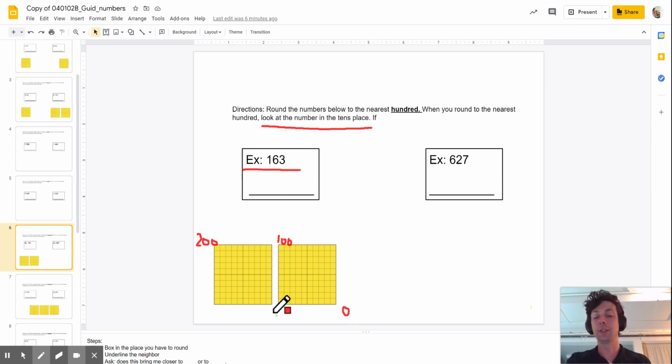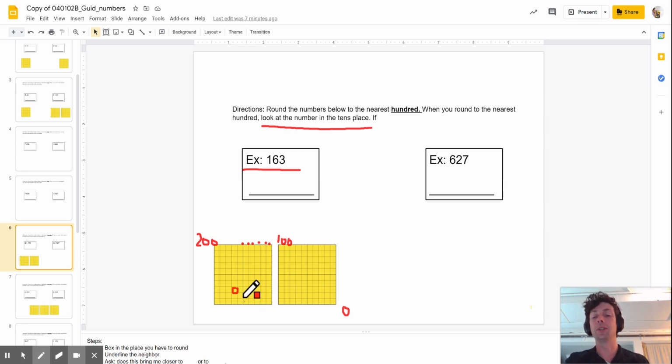So I got 100, I got 110, 120, 130, 140, 150, 160. All right. And then I need to count 1, 2, 3 more. So there is 163.